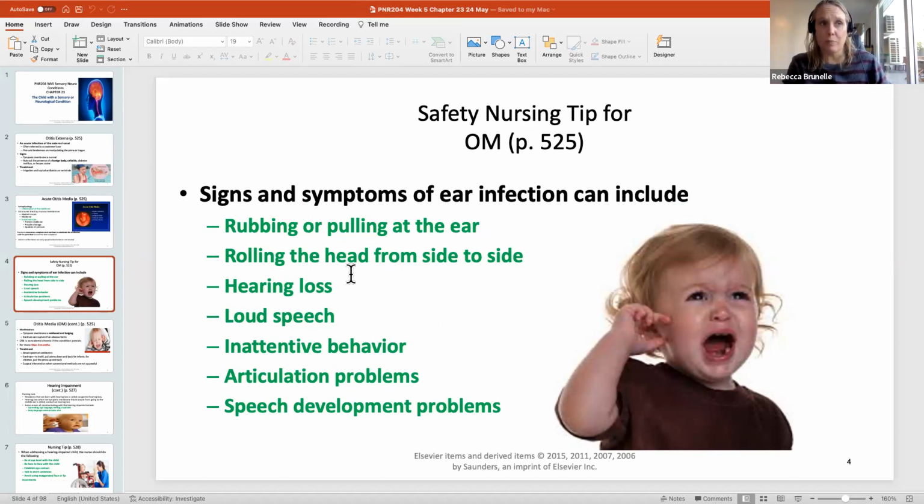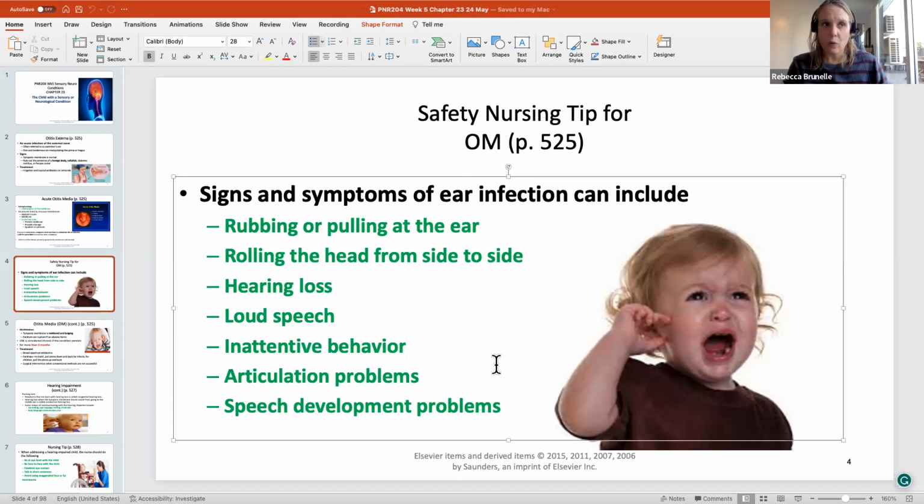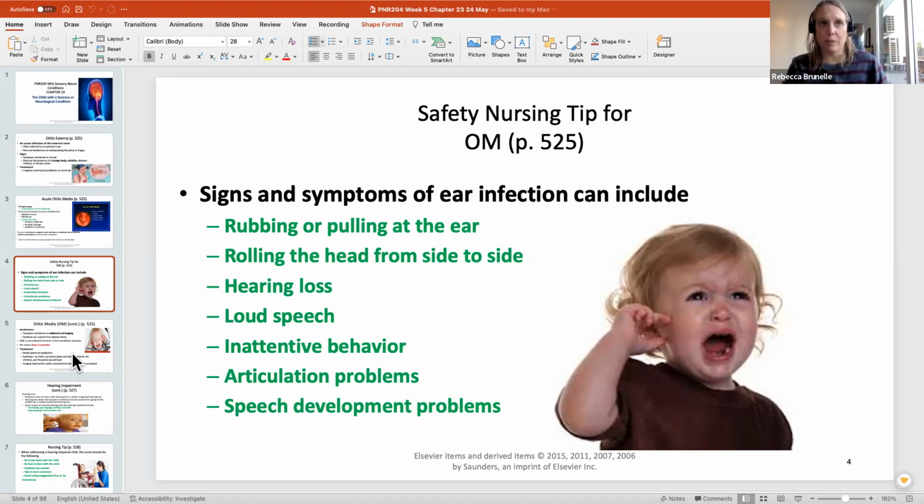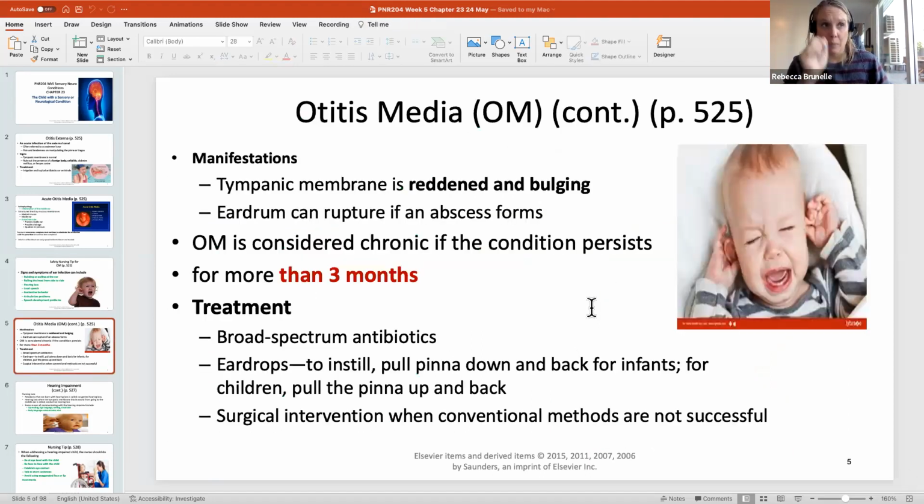Some other signs, in addition to the pain, are that they don't seem to be hearing as well. They speak really loudly. Maybe they're just not paying attention. And if you have chronic repeated ear conditions, this can lead to speech problems or articulation problems. And like we said before on that first picture, the eardrum is red and bulging. It's considered chronic if it persists for more than 3 months.